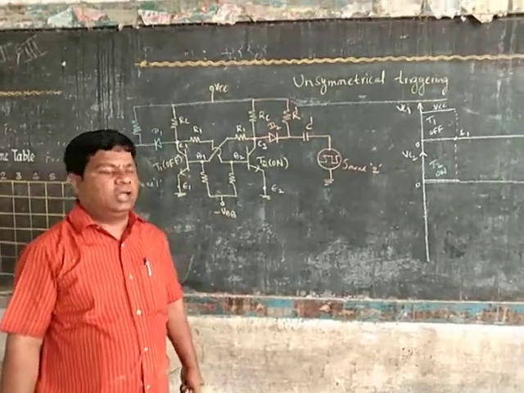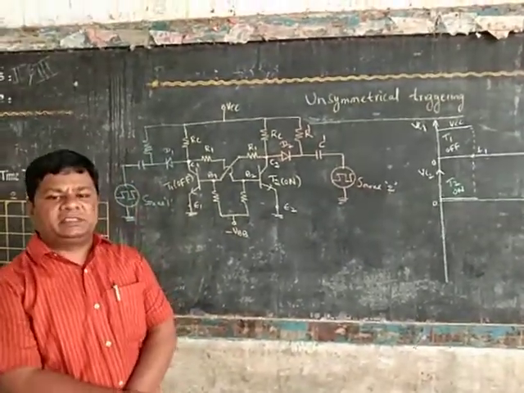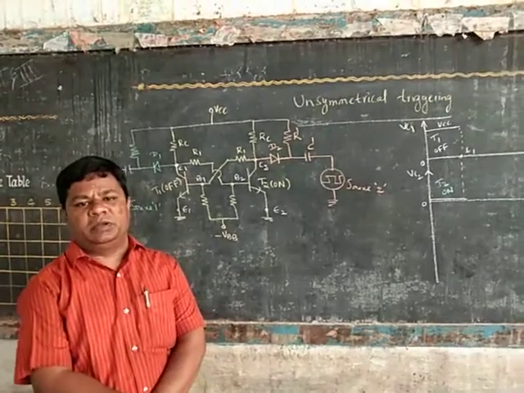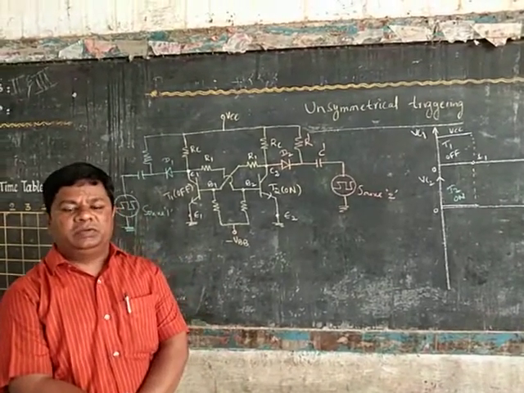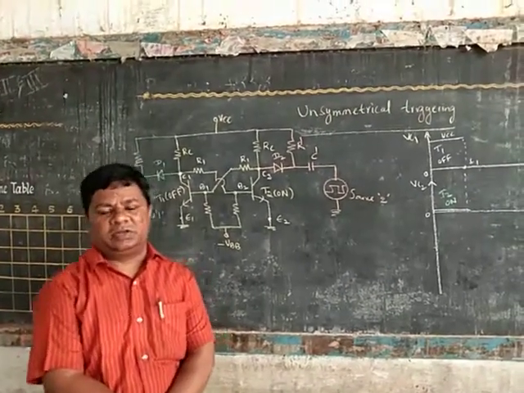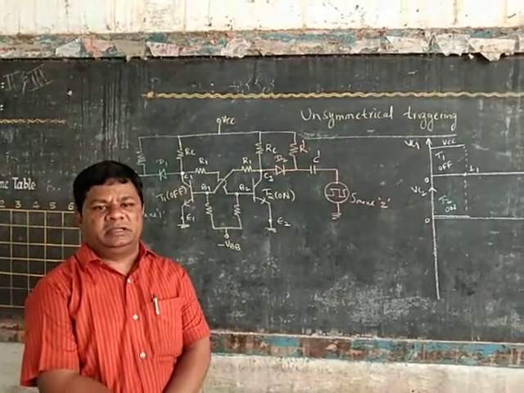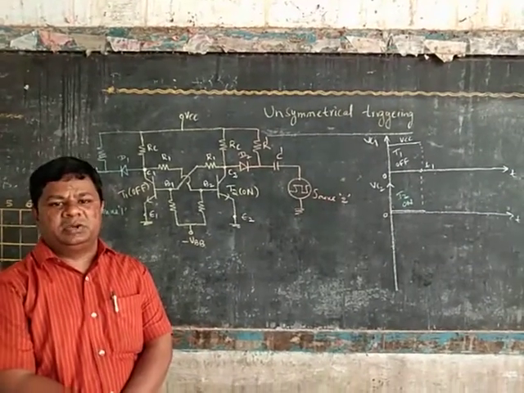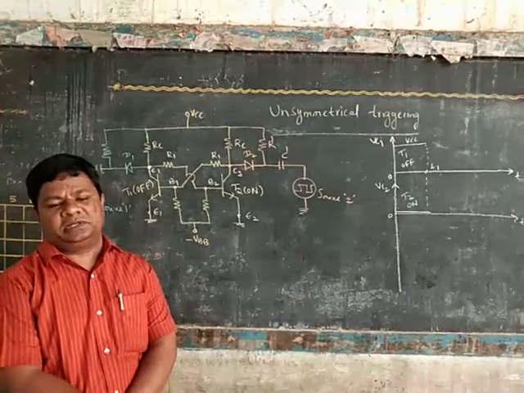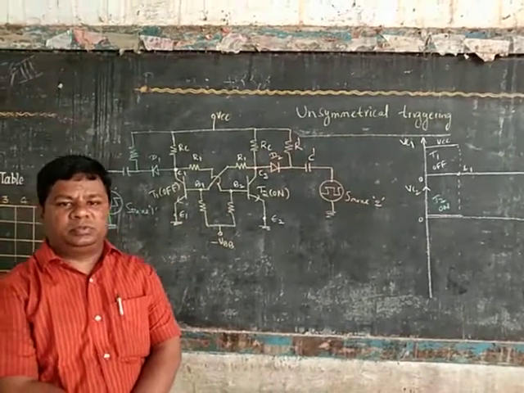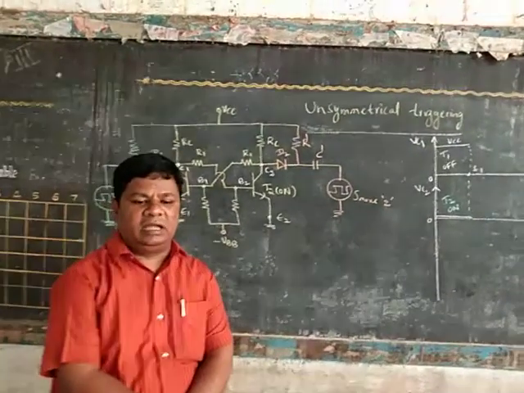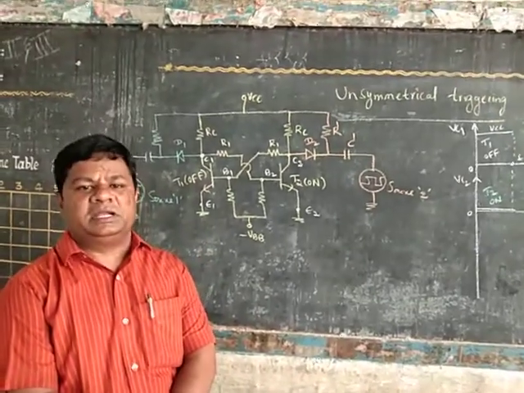Good afternoon. Today I am going to be speaking about unsymmetrical triggering in bistable multivibrator circuit. Already we know that in bistable multivibrator circuit, by using triggering arrangement, we can change one stable state to another stable state. There are two triggering methods. One is symmetrical triggering and the second one is unsymmetrical triggering.